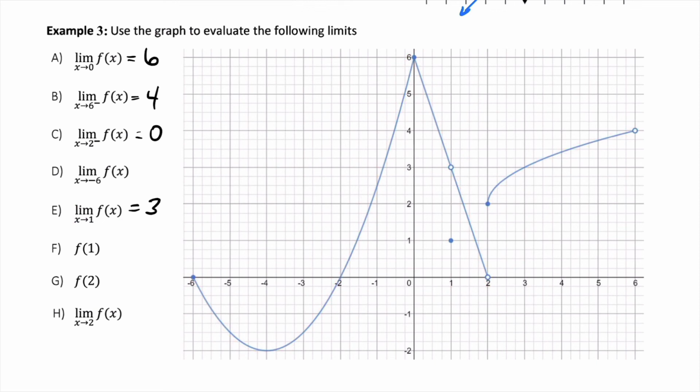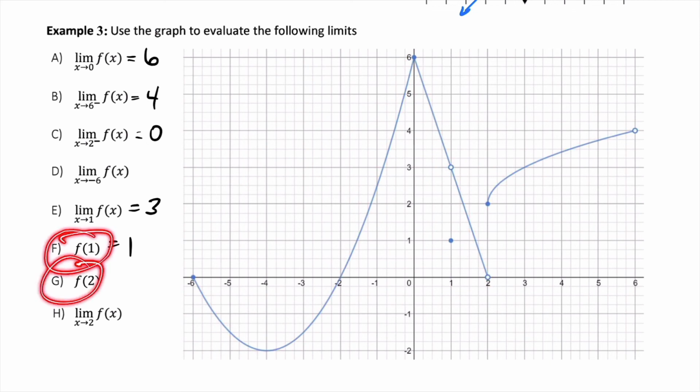F of 1. Here's the next question. F of 1. What's the y value answer when x equals 1? 1. Yeah, it's not 2 or 3, sorry. It's actually 1 because the dot is down there. So when we're looking for f of 1, f of 2, you look for the dot. That's the answer.